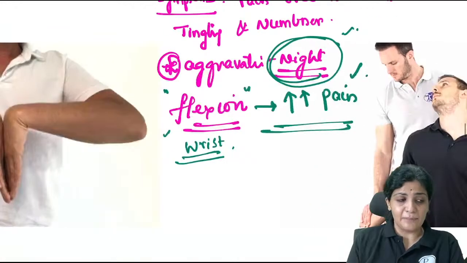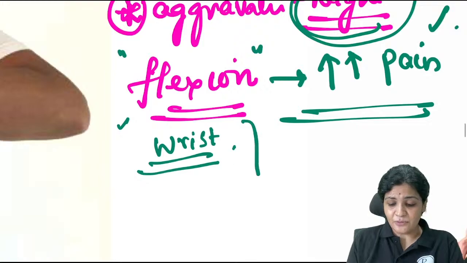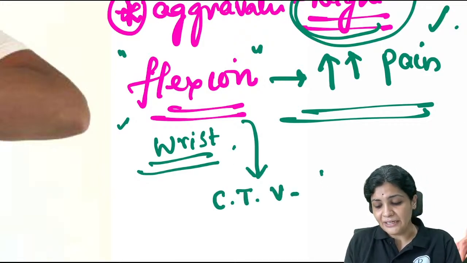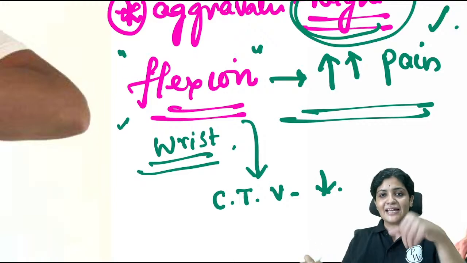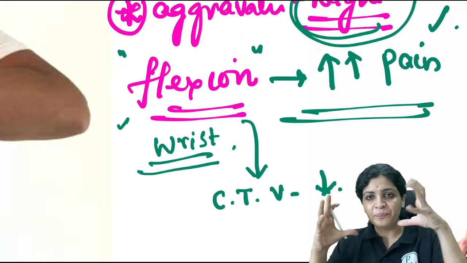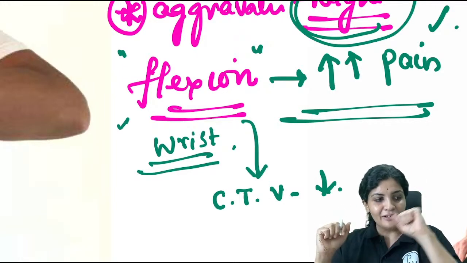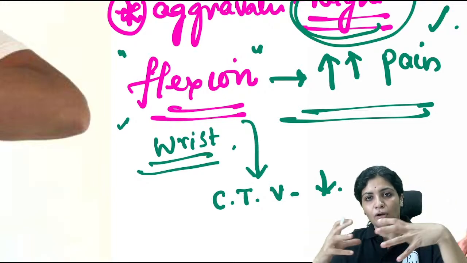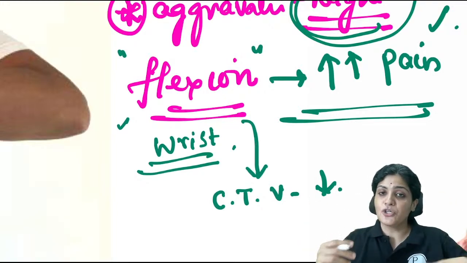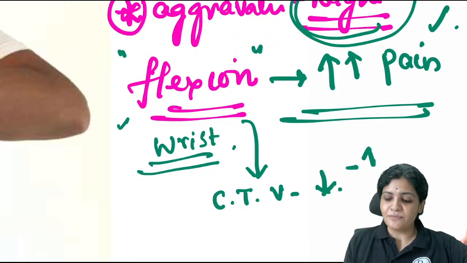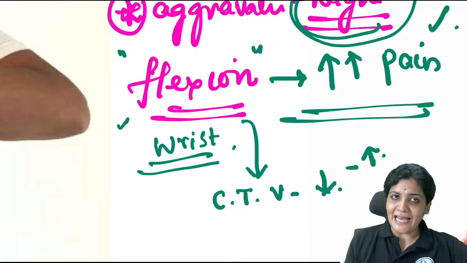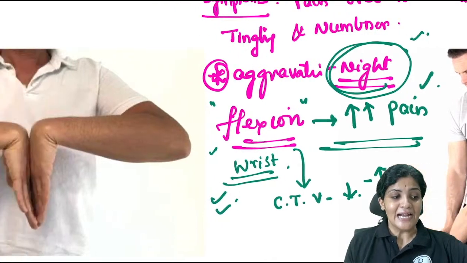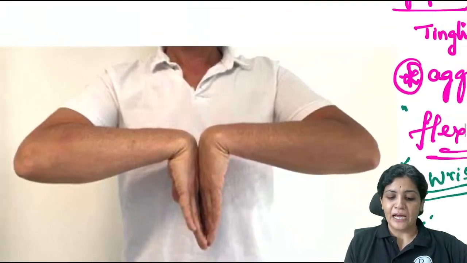Why does flexion increase the pain? Because flexion is one activity where the carpal tunnel volume decreases. Whenever it is extended, the volume is more, so it can accommodate more. But whenever it is in flexion, it compromises the space, so there will be pressure over the median nerve and the symptoms will increase. Taking this as an advantage, they have designed various tests to identify carpal tunnel syndrome.